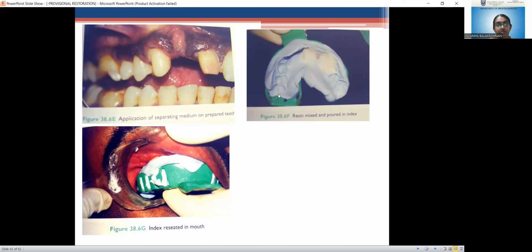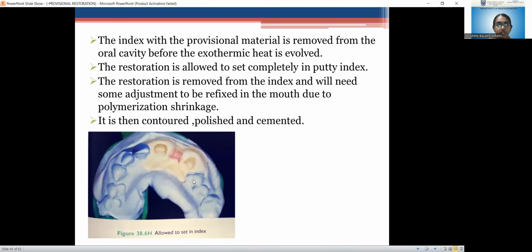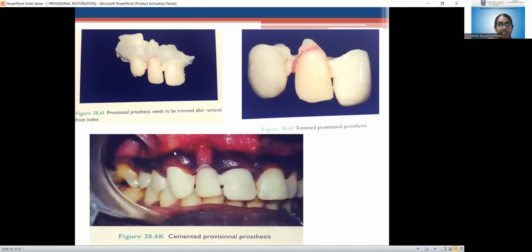Then we can mix the provisional restorative material, and it is poured in the index. Then the index is reseated inside the patient's mouth. This provisional restorative material is allowed to set completely in the index. After the setting is complete, it is removed from the index, then contoured, polished, and cemented.